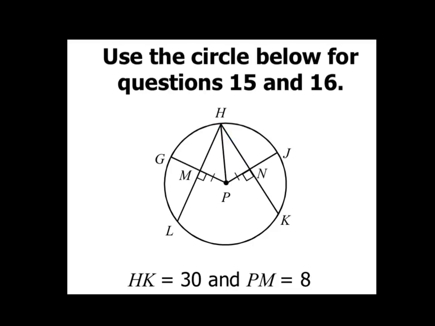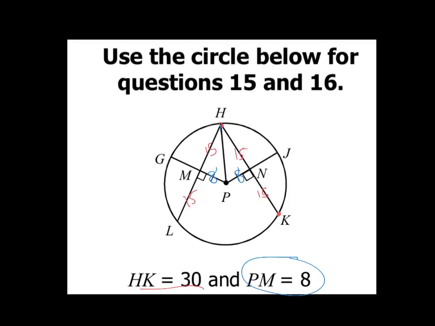Now, I know that they gave me the fact that HK is equal to 30. So let's go find it. From H to K is equal to 30. And I know that it got cut in half, so that's 15 and 15. And I know that these chords are the same, so this is 15 and this is 15. Handy stuff to know. Okay. I also know that PM is equal to 8. So I go find PM. This is equal to 8, so that's equal to 8.